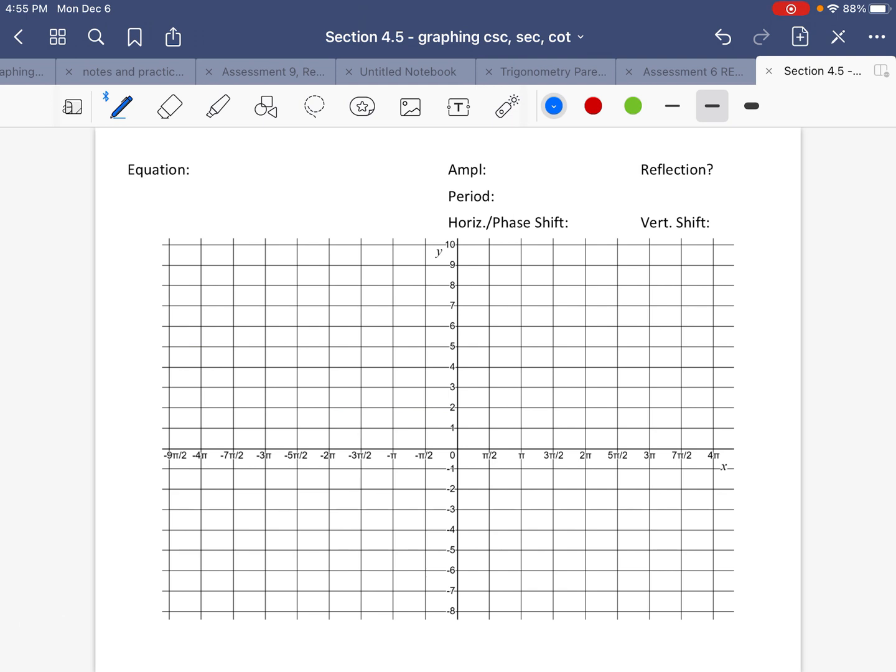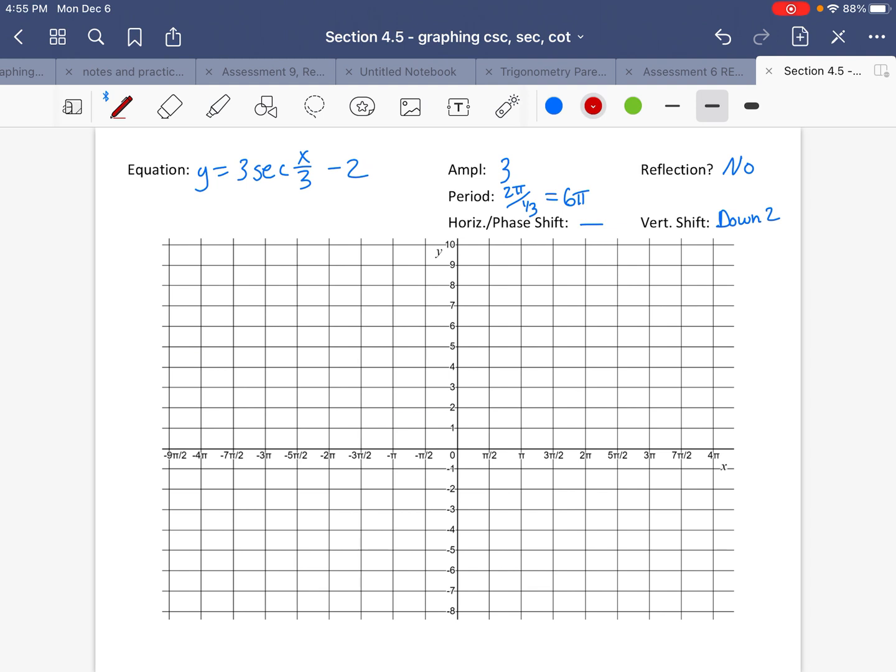So the next one we're going to do is y equals 3 secant of x over 3 minus 2. So finally we have an amplitude change. I'm going to say 3 is the amplitude, even though it's kind of a different meaning here. The period is 2 pi divided by 1/3, so that becomes 6 pi, however you want to think of it. There is no phase shift. We're going down 2. And reflection, no.